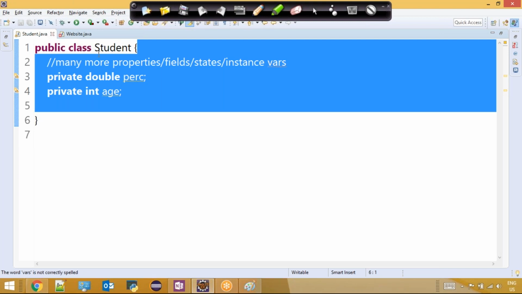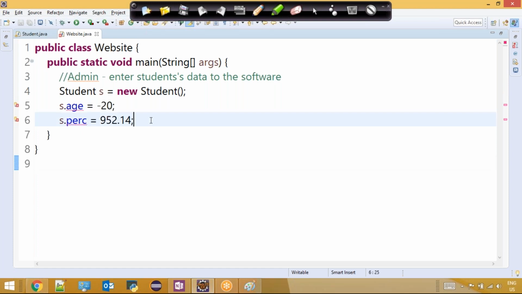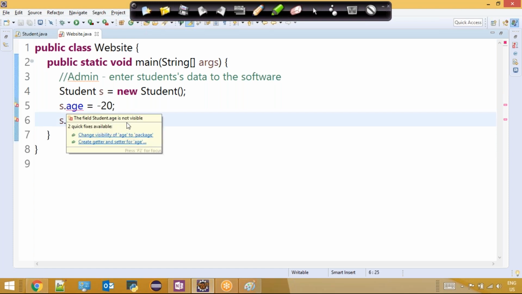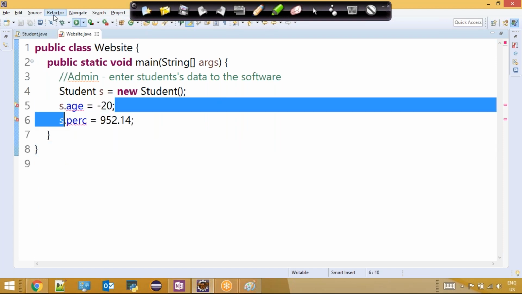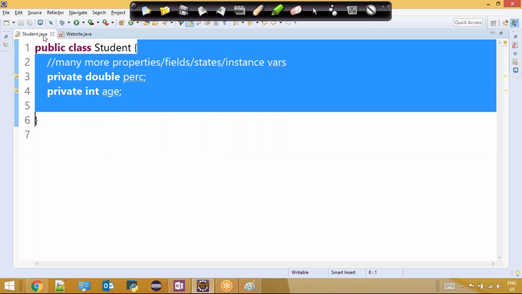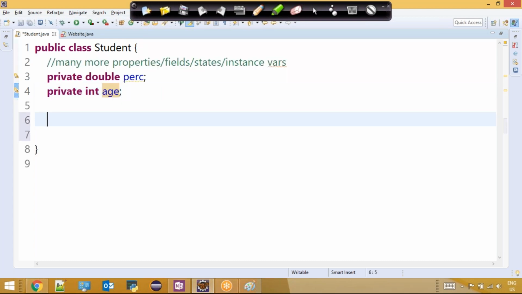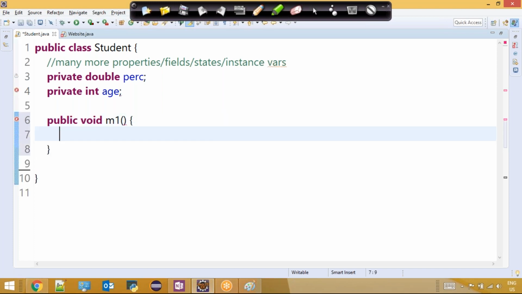Observe here, in the website program we already started getting an error saying that age is not visible. Similarly, percentage is not visible because you are trying to access it outside. Understood now the meaning of private? The private members cannot be accessed outside the class. That's why I am supposed to write a public method, public void, let's call it M1.